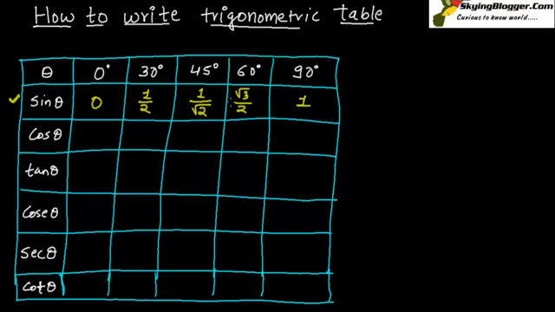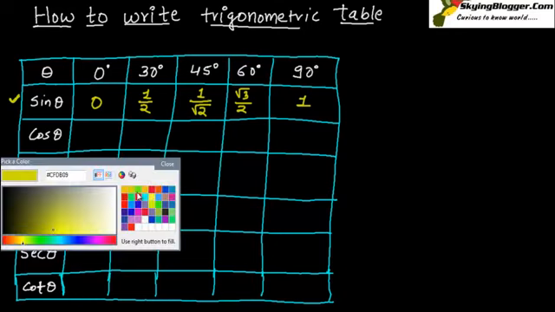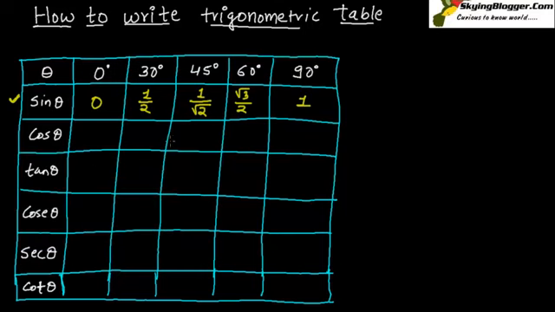Once you know all these values, you can easily fill out and find all the other values. So how do we find them? Let's do it one by one. See, sine 0 equals 0, and sine 90 equals 1.